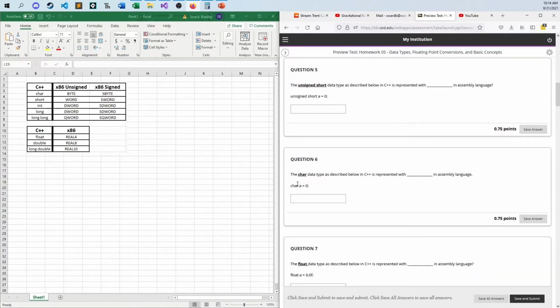Character. Now, I believe that the definition of character in C++ is kind of left open.